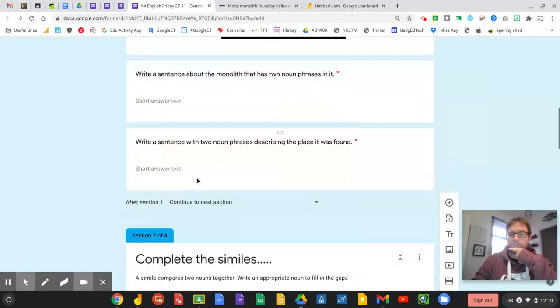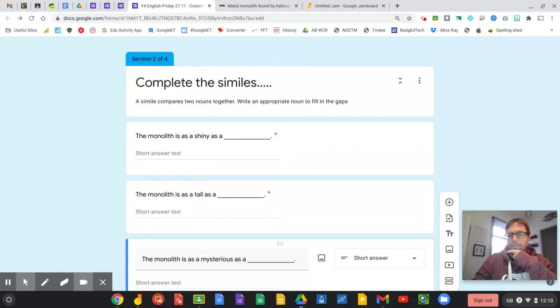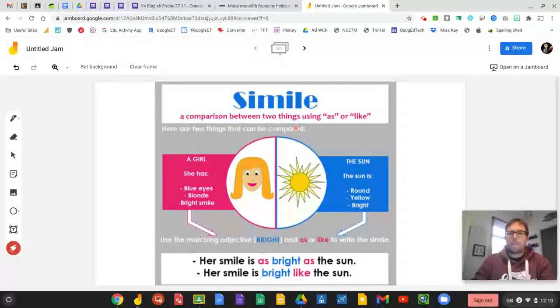The next part of it is trying to improve our descriptive ability as writers. We're going to look at creating similes. So similes are where we can compare 2 things together. I'm just going to really quickly look at an example. And the example is when you have 2 things that have got qualities that they share. So we've got a girl here, and she's got blue eyes, blonde hair, and a bright smile. And we've got the sun, which happens to be round, yellow, and bright, because that's a nice cartoon version of the sun. So it's a case of matching the right adjective or the right quality that they both share.